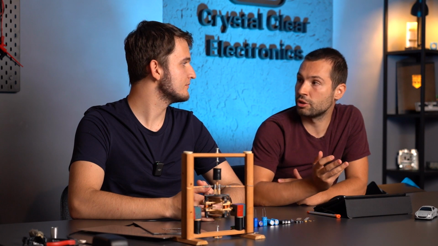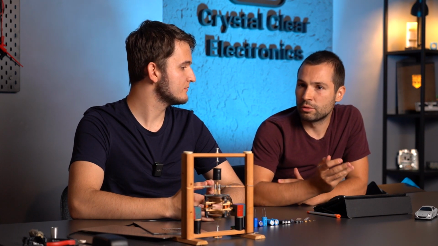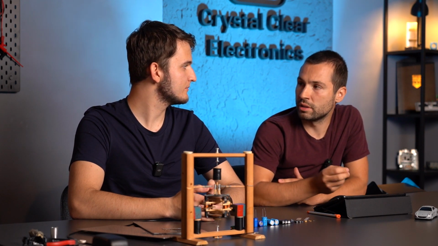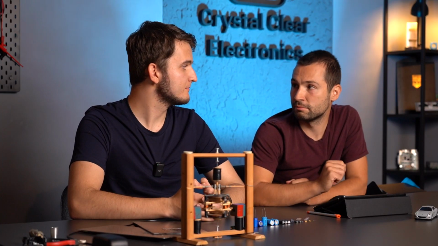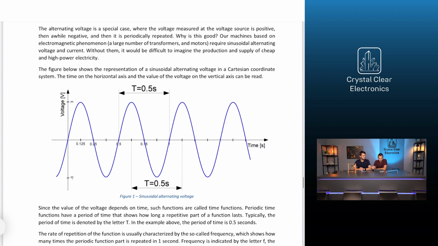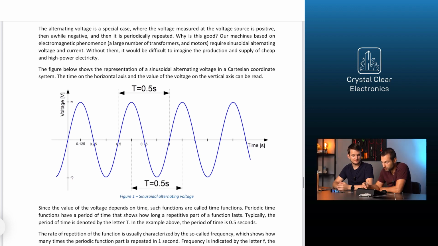For example, machines that operate on the basis of electromagnetic phenomena, transformers and motors, require sinusoidal alternating voltage and current. Without them, it's difficult to imagine, for example, the production and supply of cheap and powerful electricity. The alternating voltage is a special case where the voltage measured at the voltage source is positive, then a while negative, and then it is periodically repeated.